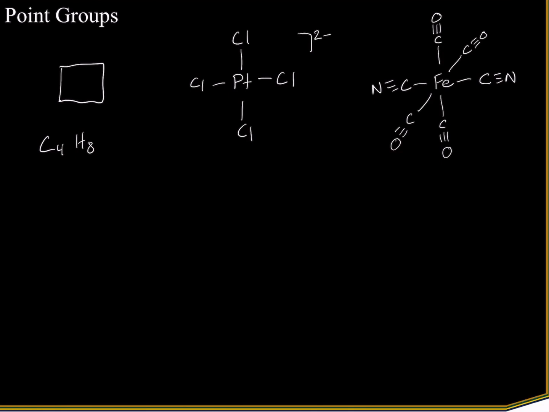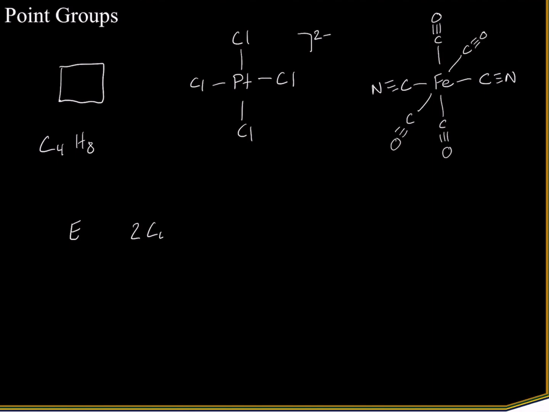And so here we have these three structures drawn, right? We have our cyclobutane, we have our tetrachloroplatinate, and we have this trans-cyano-iron carbonyl, right? That's an awful mouthful just to get through on that one there. And if we were going to compile a list of all the operations as we did in our previous video, what we would see is that these compounds all contain the identity.